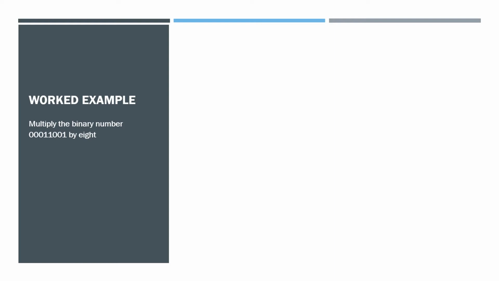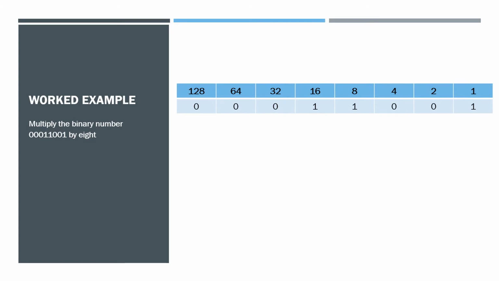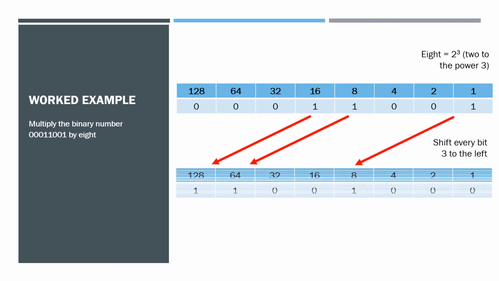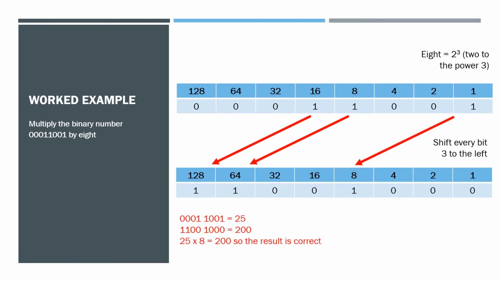So let's look at a worked example. Here's a binary number, and I'm going to multiply it by 8. So put the number into the position values. 8 is 2 to the power 3, or another way of putting it, 2 times 2 times 2. So we shift all our bits 3 places along. Okay, I just quickly did that for you. Let's work out the result to see if we've got the right answer. The first number is 25, the second number is 200, and in fact 25 times 8 is 200, so we got the right result.